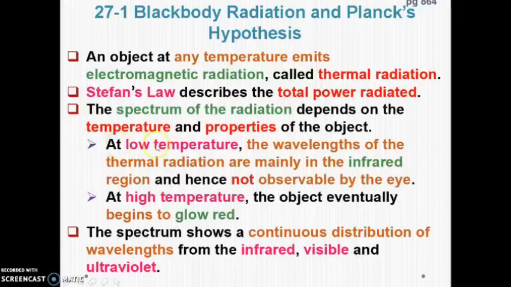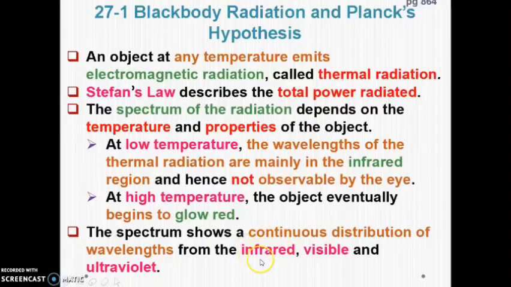At low temperature, the wavelengths of the thermal radiation are mainly in the infrared region, and hence not observable by the eye. But at high temperature, the object eventually begins to glow red. So the spectrum shows a continuous distribution of wavelengths from the infrared, then the visible, and also the ultraviolet.